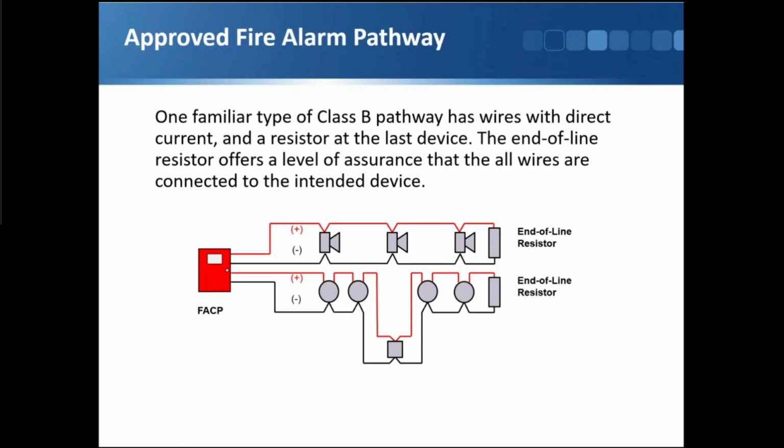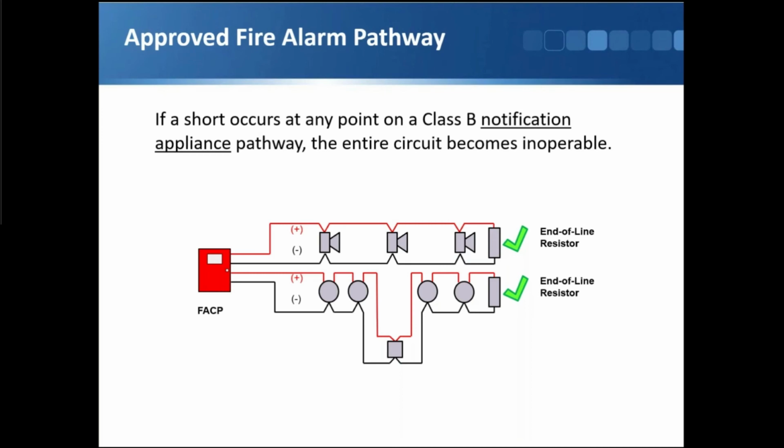So here we've got a typical Class B pathway, and you monitor the integrity of that with an end-of-line resistor, the old days, the old IDC circuits. Again, I'm showing my age, but I remember designing a lot of systems like that. So it also has to report a short, because nothing will work. If you're going to short it, then it would blow fuses in the panel and whatever.